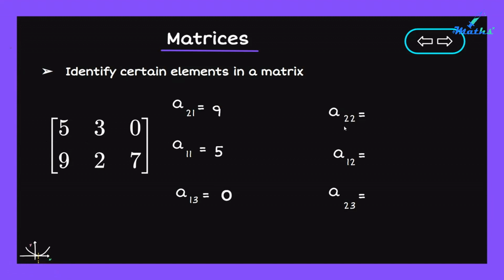And then second row, second column. And then first row, second column, which is 3. And then second row, third column, which is 7.